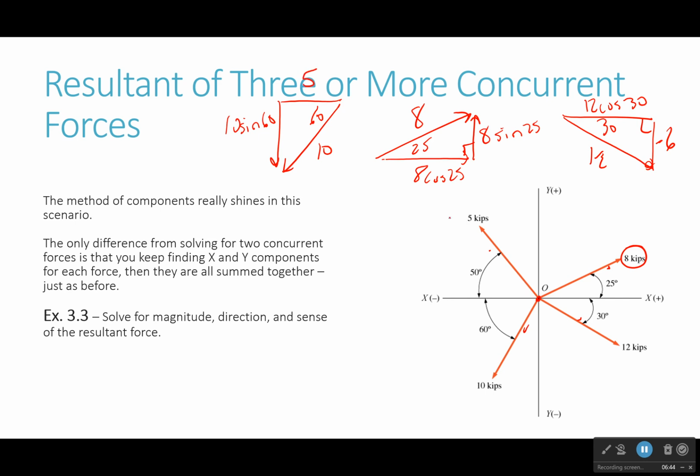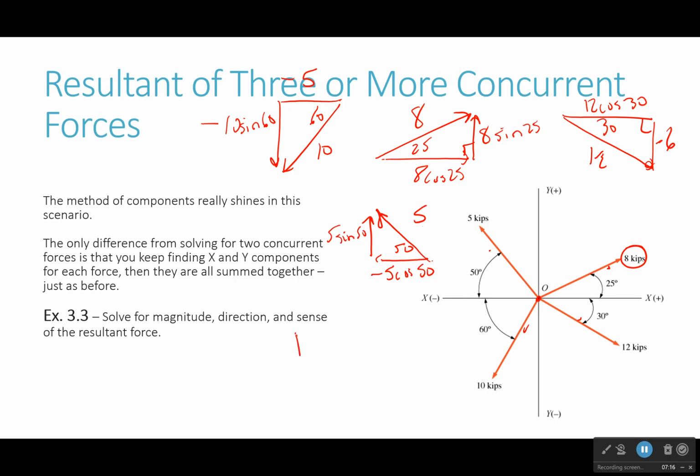And I have one more right here, a 50-degree angle. Once again, I have to make sure that this is negative and this one is negative because they're going in the opposite direction. And then I've got this 50-degree angle, that's 5 kips. Make my components, 50 degrees. This will be adjacent over hypotenuse, so 5 cosine of 50, and this would be opposite over hypotenuse, so 5 sine of 50, and this one will be negative because it's going to the left.